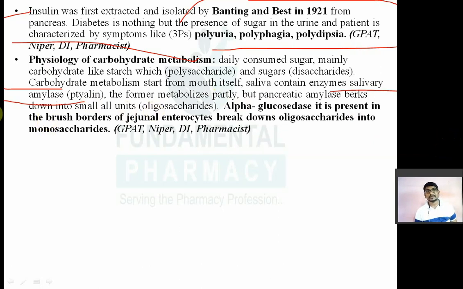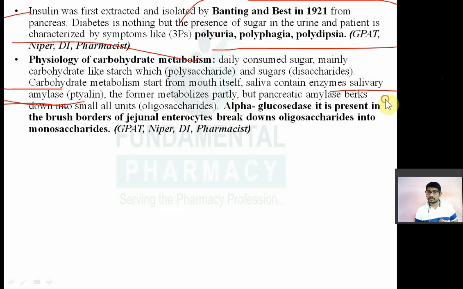Okay. So if you take a warm chapati and chew it in your mouth, you may experience a sweet taste. That is due to the digestion of polysaccharide in the mouth itself. But this ptyalin or salivary amylase breaks down the polysaccharide into oligosaccharides, but it will not directly convert into monosaccharides. Remember, this salivary amylase metabolizes the polysaccharides partly, not completely.